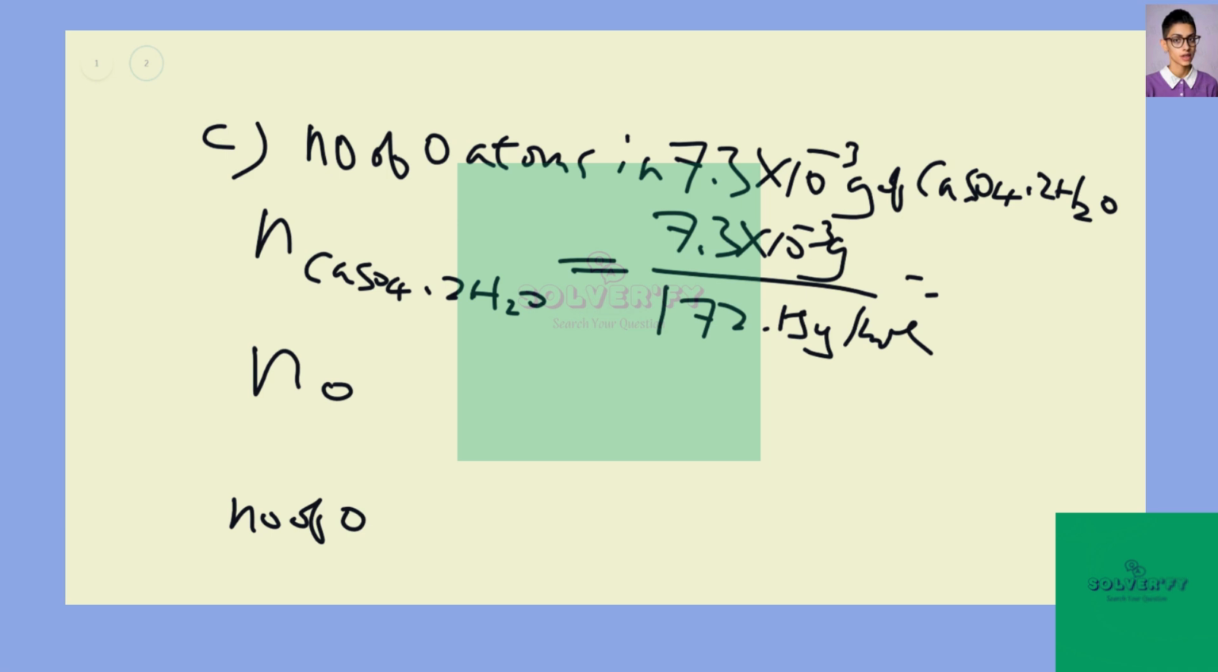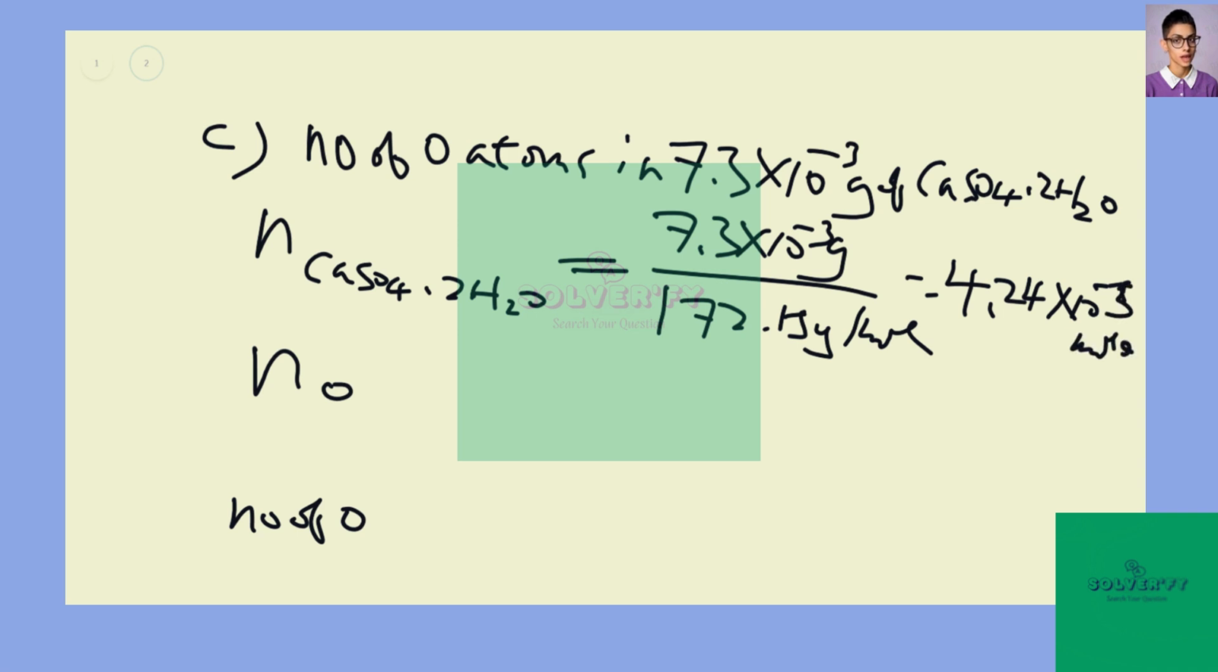And then what will be the number of moles? We need the mass divided by our molar mass. So we should be able to find that as 4.24 times 10 to the negative 5 mole.